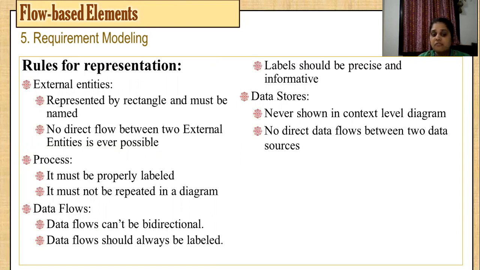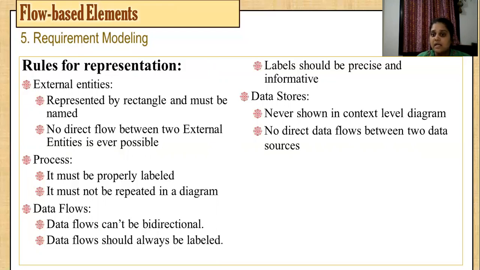Next is that data flows should always be labeled and the labels should be precise and informative. You cannot leave any label as it is unless it is coming from a data store. You don't need to label it. And how are you representing data stores? You are not showing data stores, or where your data is being stored, in the context level diagram. That is the first diagram. We will see it in the next slide.